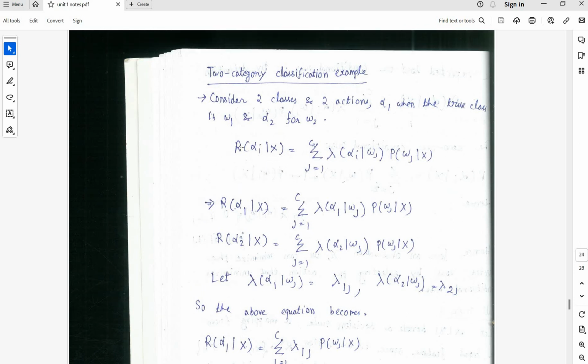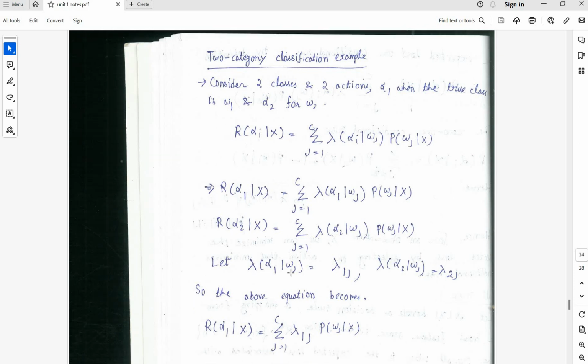R of alpha i given x is equal to risk, which is sigma j equal to 1 to c lambda of alpha i given wj times p of wj given x. That is the risk formula. So we write R of alpha 1 given x and R of alpha 2 given x. Let lambda of alpha 1 given wj be lambda 1j and lambda of alpha 2 given wj be lambda 2j.